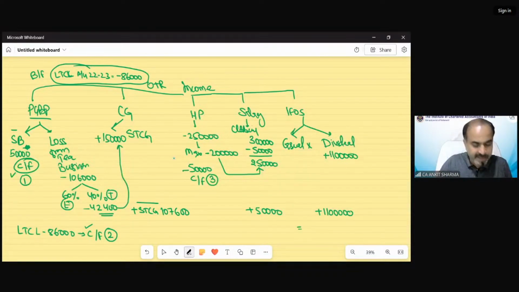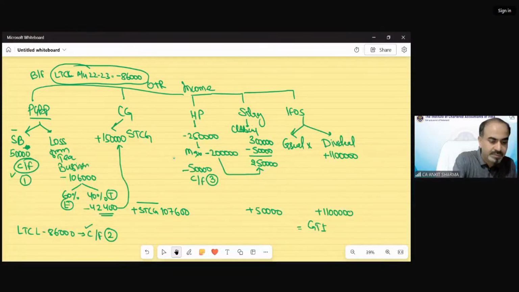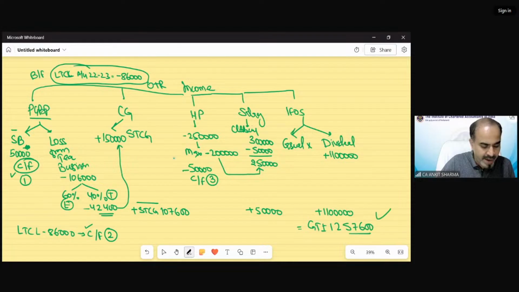Now my GTI would be, after considering 10 lakh 70, 1,07,600, then 50,000 my salary income. That would be 12 lakh 57,600 as my GTI. So I hope it's clear. The question.